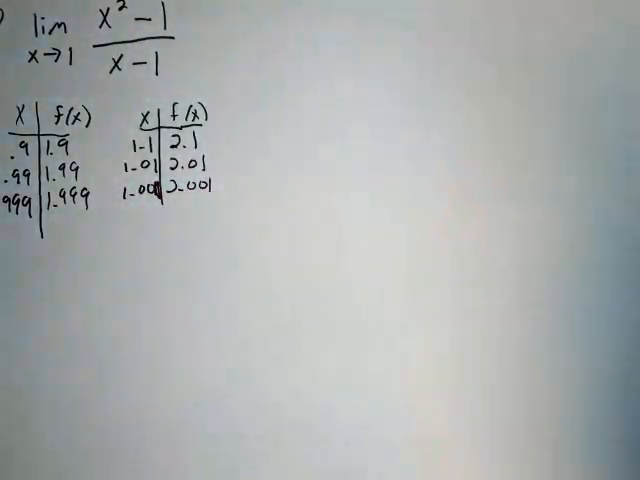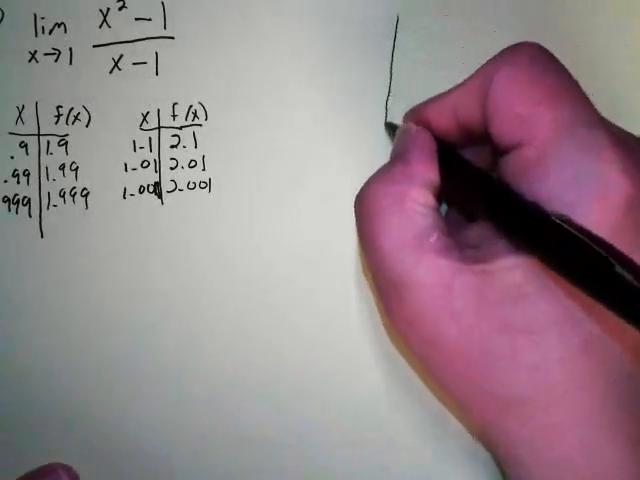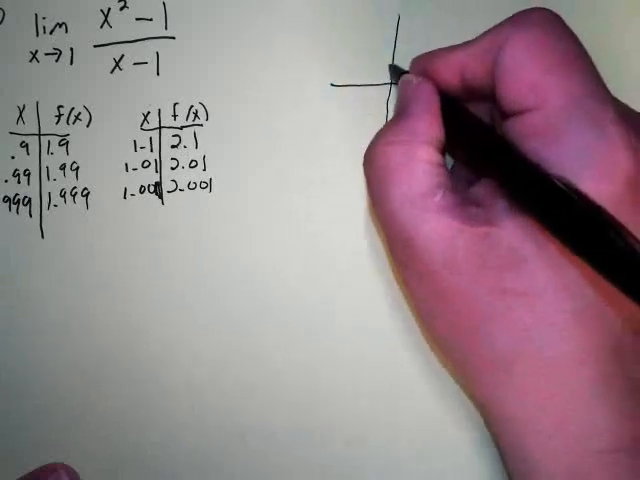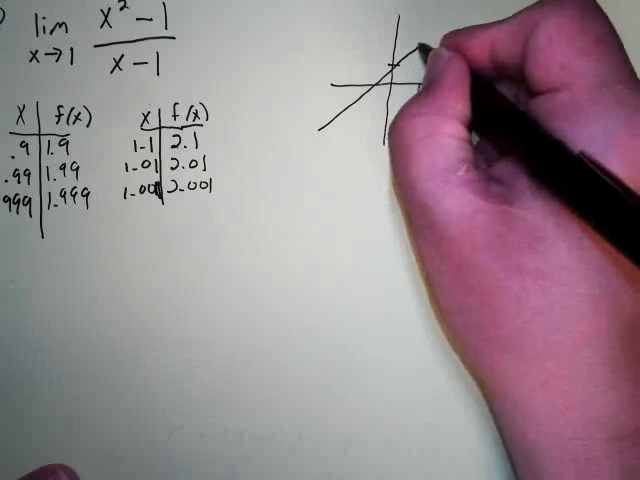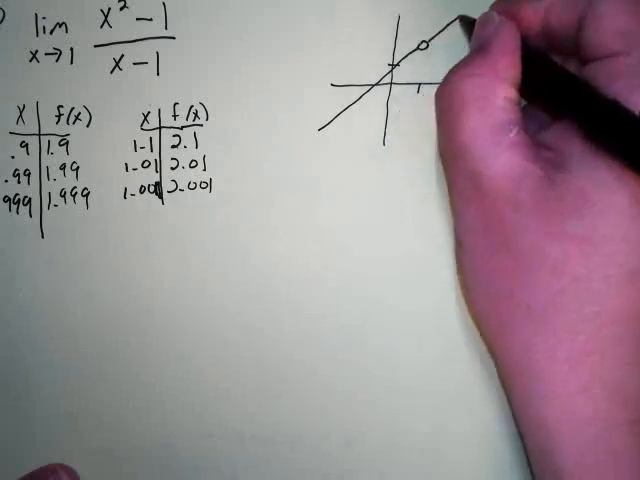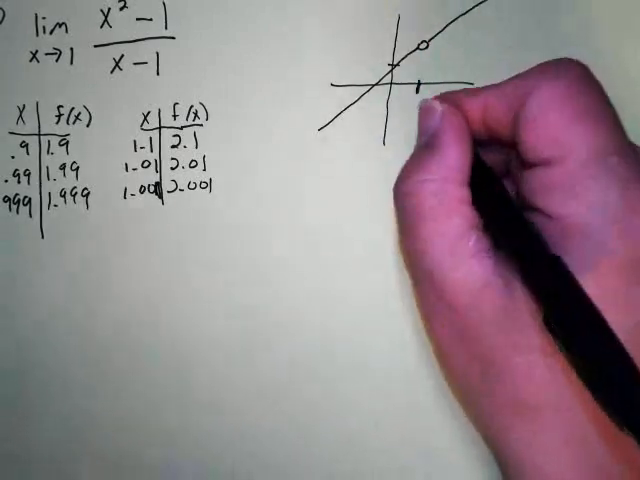So it looks like this graph, and I'll kind of draw this graph because it looks a lot like a line, doesn't it? It's going right through here, and so it looks like we have this line, but at 1 there's like a hole, right? It's not defined there, but it looks like this is 1.